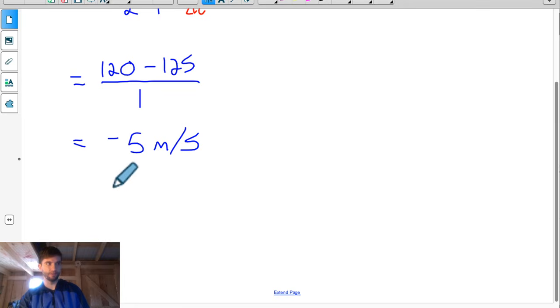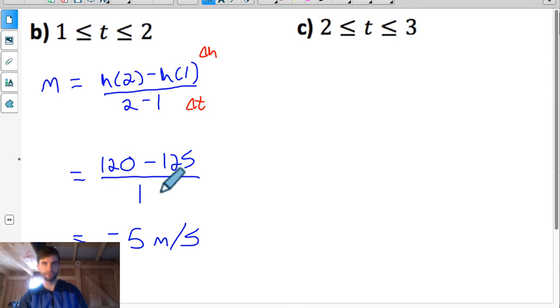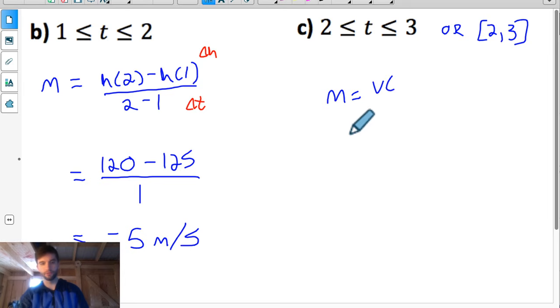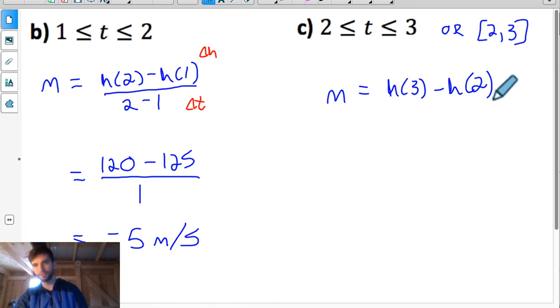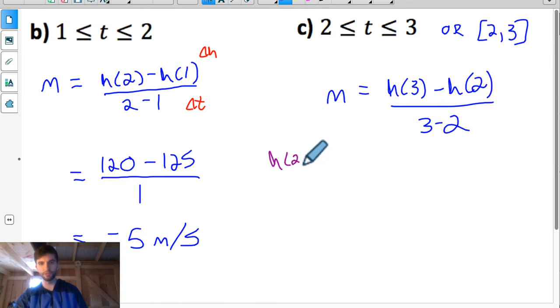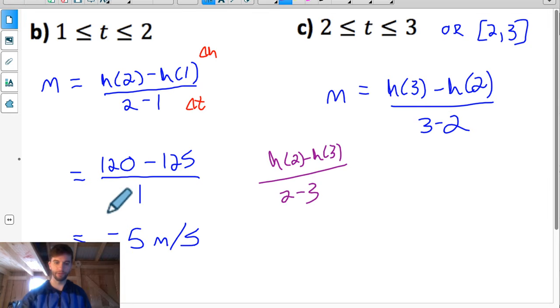Let's try our last interval. Our last interval says between 2 seconds and 3 seconds. So in a question it may be written like this. Just make sure you know that is the interval of x values, or in this case the interval of t values. When we calculate it, we need to do our change in height over change in time. So height at 3 minus height at 2 over 3 minus 2. Oh, and I haven't mentioned it much, but remember, it doesn't have to be that order. We could have done h at 2 minus h at 3 if in the denominator we then did 2 minus 3. It would be equivalent. We would get the same answer.